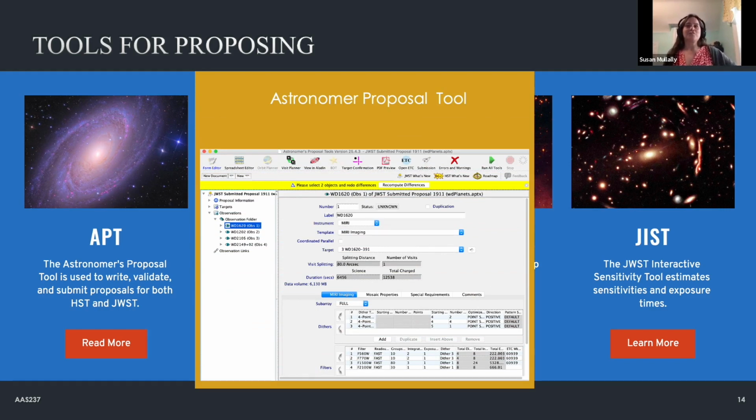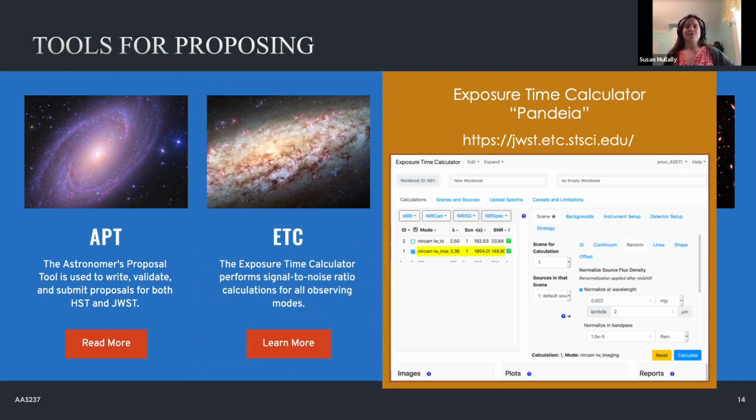And the other one is the exposure time calculator, which can be run in a GUI at this website, or you can run it programmatically, and both are running a code called Pandeia behind it. You can explore all sorts of different modes and figure out what sort of exposure times you need in order to get to the signal to noise that you need.